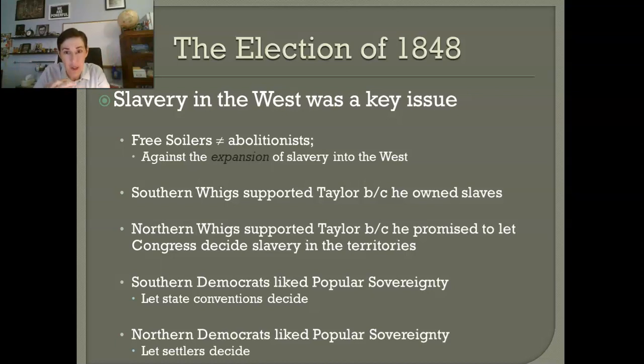Southern Whigs supported Taylor because he owned slaves. Northern Whigs supported him because he promised to let Congress decide, not popular sovereignty. So he was able to cobble together a coalition and ended up winning. Southern Democrats liked popular sovereignty to let the state conventions decide, and Northern Democrats liked popular sovereignty. So we start to see the split of sectional divides here, and it was split enough that Taylor was able to win the election and win the presidency.